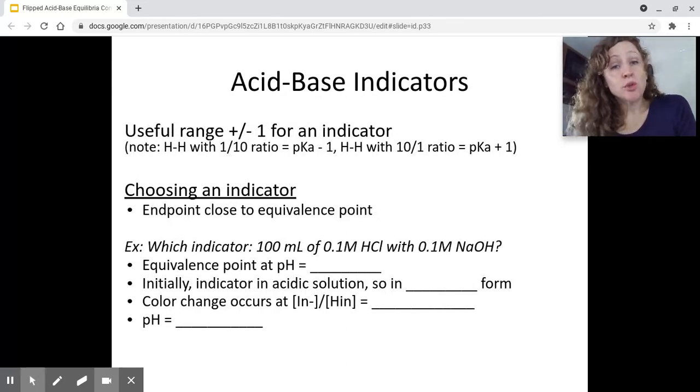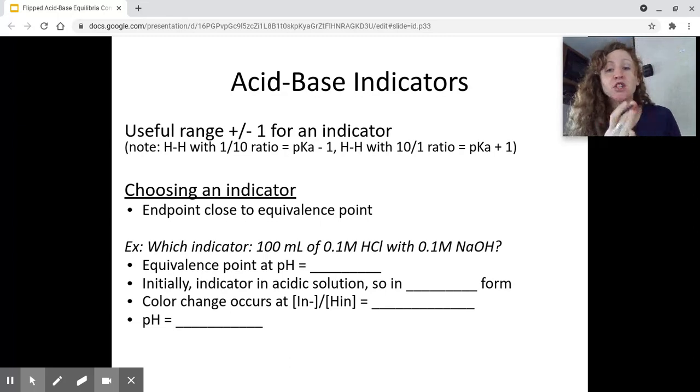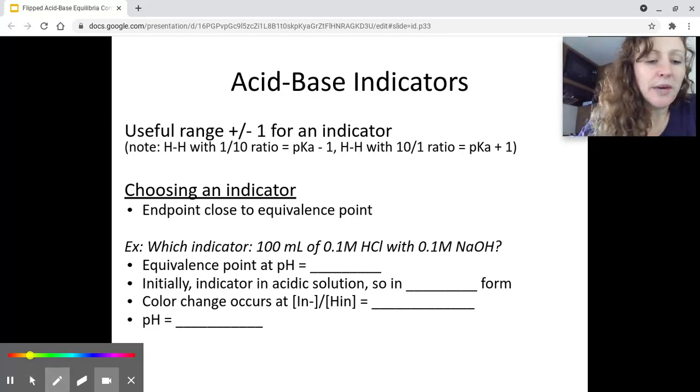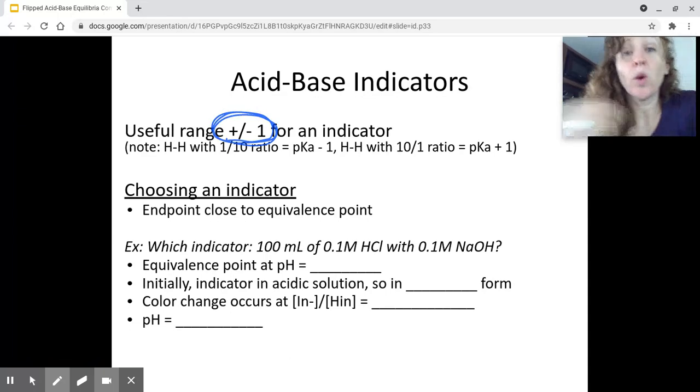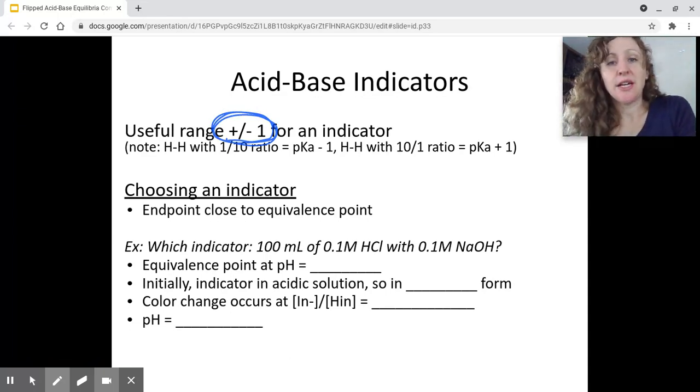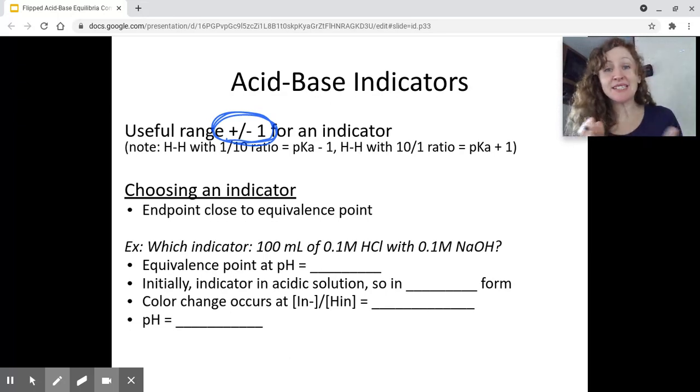So when you choose an indicator, you have to make sure that its endpoint is going to line up with your equivalence point, right? Basically, an indicator is usually fairly useful over plus or minus 1 pH. So that color change is going to happen over a range. Remember, we first perceive it when it's about a 1 to 10 ratio, which means it's going to happen over a range. It's not all going to be instant, right?